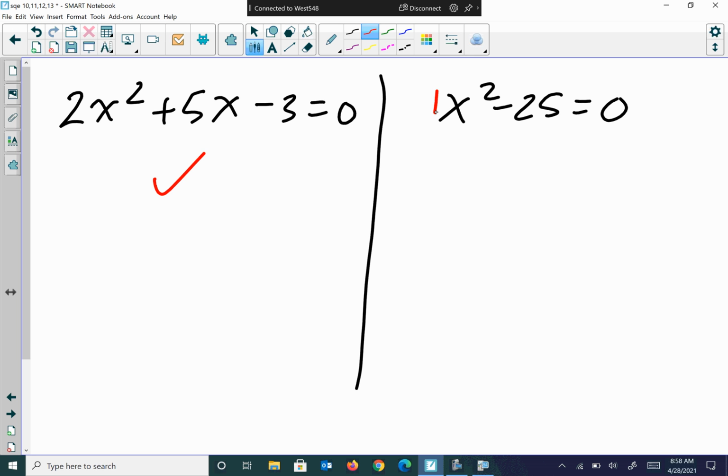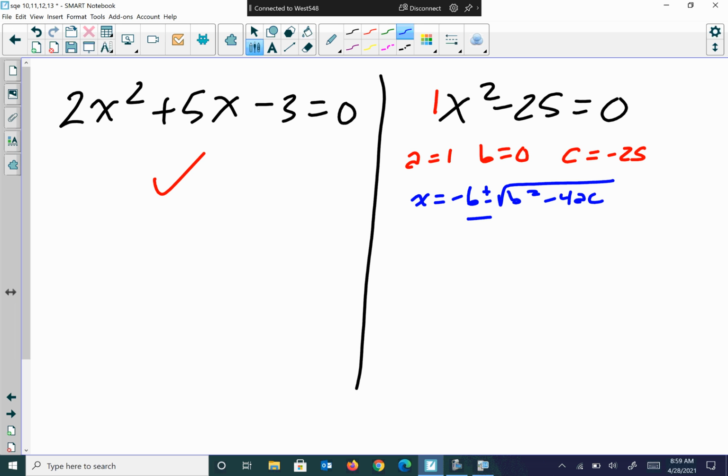I have a 1 out front. I have A equals 1. C equals negative 25. What is B equal? B is 0. There's not an x term there. Well, will that work with the quadratic formula? I don't know. Let's see. x is equal to negative B plus or minus the square root of B squared minus 4AC all over 2A.